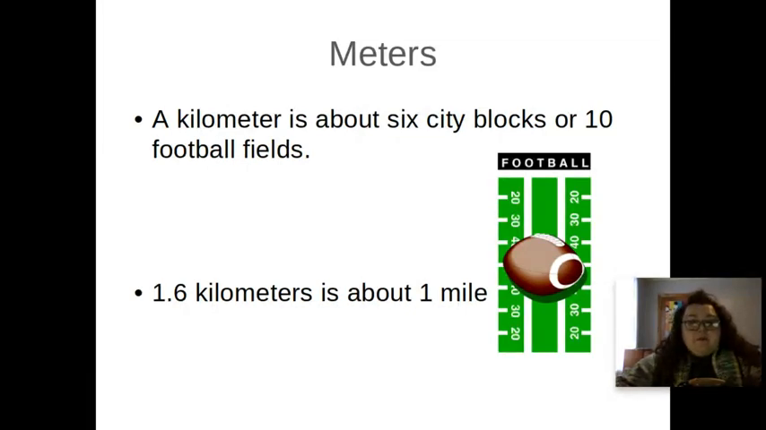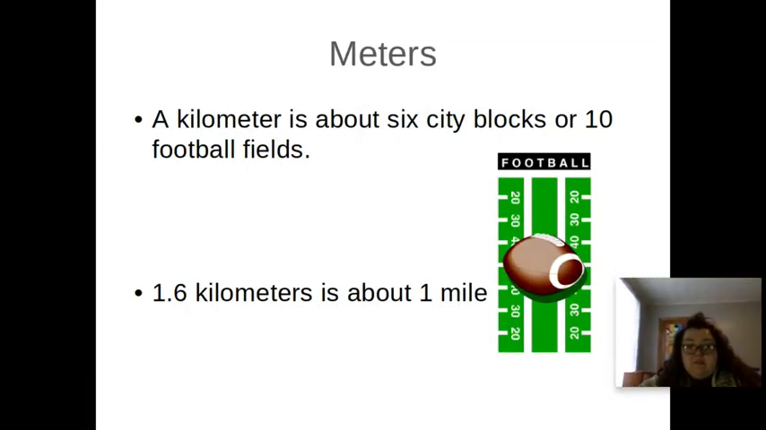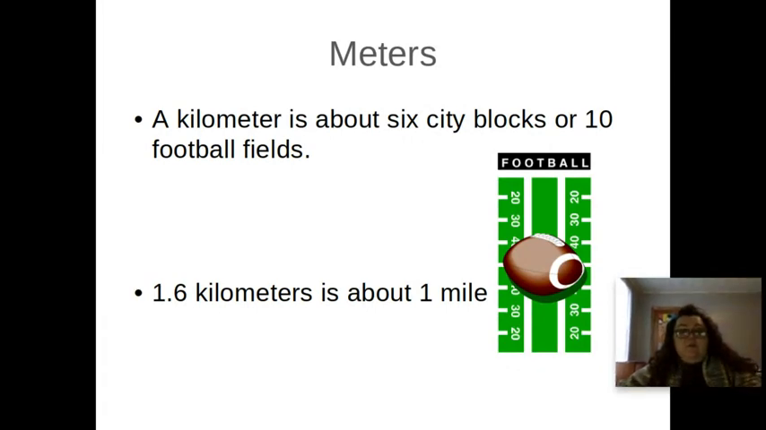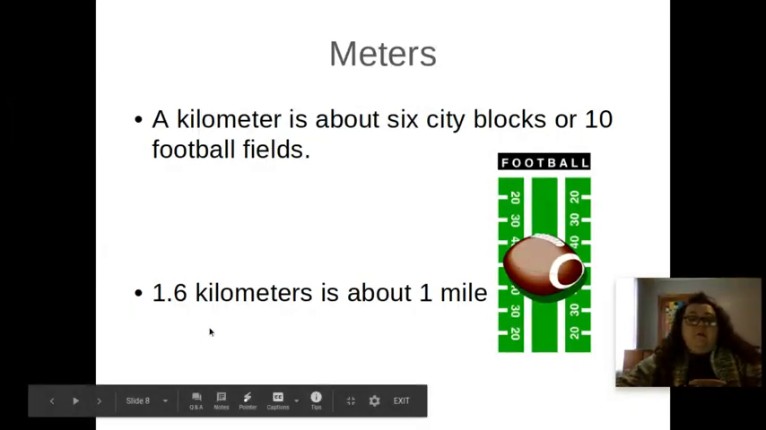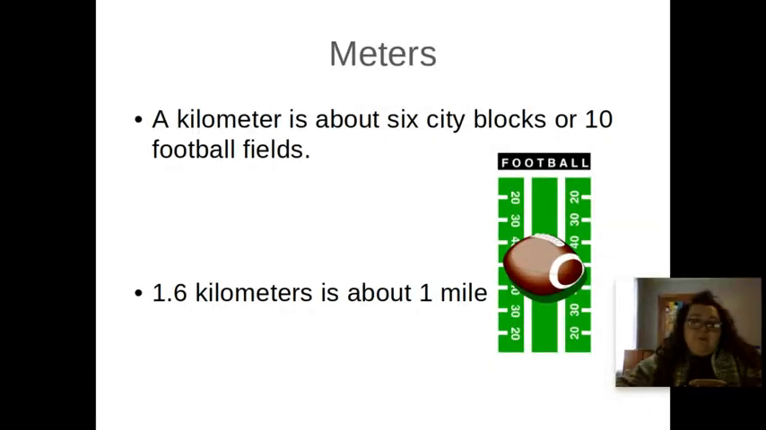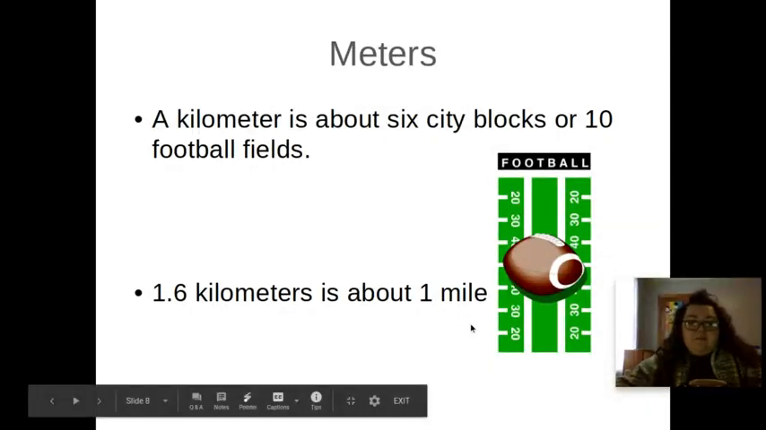A kilometer is about 6 city blocks or 10 football fields. So that's a pretty long way. A kilometer, however you want to say it, is like 10 football fields. And we know that 1 mile is about 1.6 kilometers, because if we remember from the last set of slides, they're not the same distances.